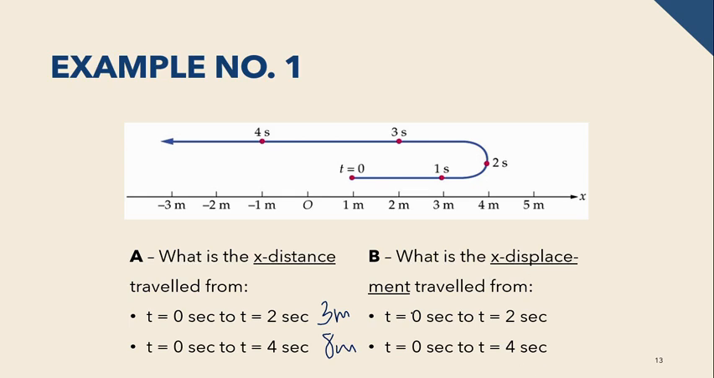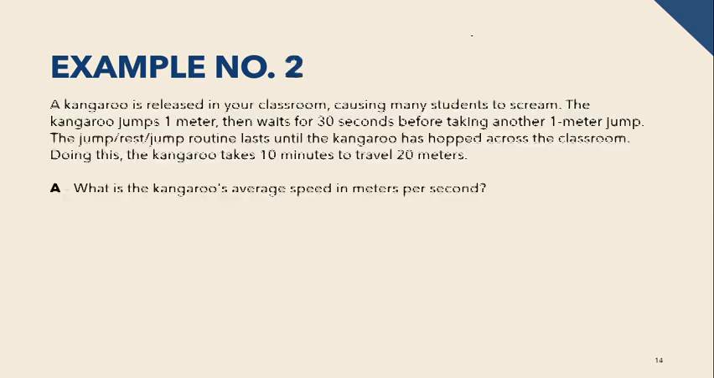Now we're going to do it for displacement. So we need to find the x displacement traveled from t equals 0 seconds to t equals 2 seconds. So starting from t equals 0, you go over 1, 2, 3. So your displacement is positive 3 meters. And then you need to find your x displacement traveled from t equals 0 seconds to t equals 4 seconds. So you start from here, right? And then you end here at 4 seconds. So you're just going to find the shortest distance from your starting point to your ending point. So you're going to go over 1, 2, so that's in the negative direction, so your displacement is negative 2 meters.